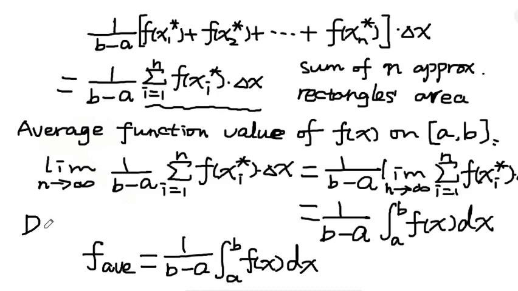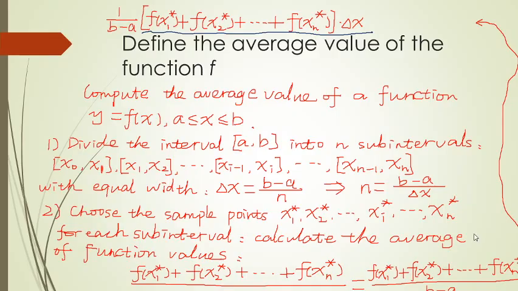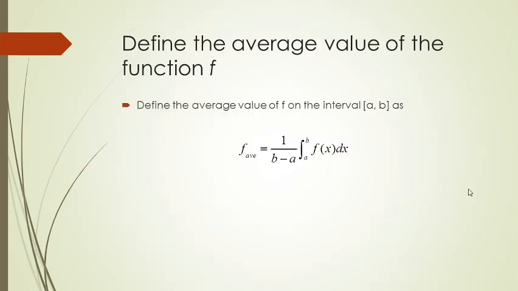So we can define the average value of a function in this way, okay? So is everyone clear? And the calculation will be easy, just a constant multiplied by a definite integral. So we can define the average value of the function f(x) on the interval [a, b] as this one, right?